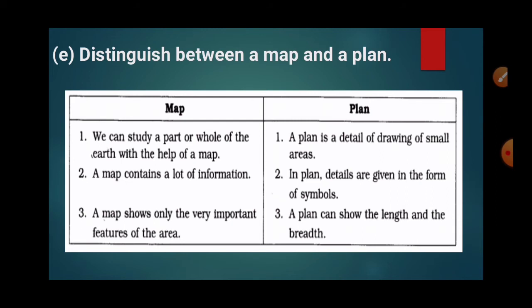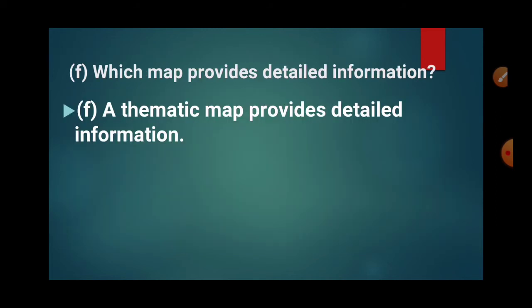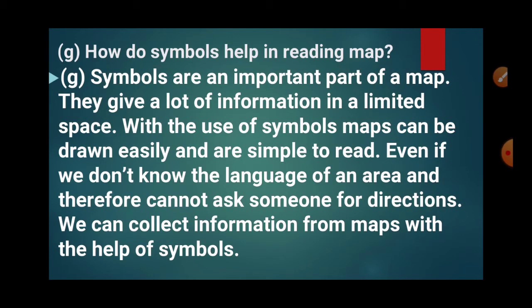The next question: which map provides detailed information? The right answer is thematic maps. Then, how do symbols help in reading a map? Symbols are a very important part of a map. They give a lot of information in a limited space. With the use of symbols, maps can be drawn easily and are simple to read.